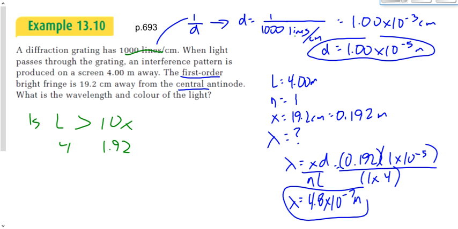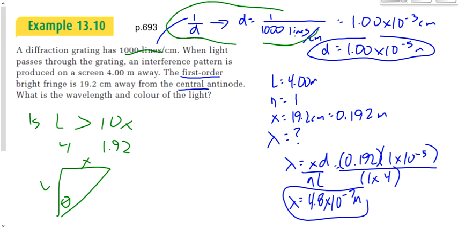Remember, if L wasn't greater than 10 times X, then find theta. Find theta using this. Here's X, here's L, here's theta. Tan theta is equal to X over L. And then use the other equation. That's it. These questions aren't any different than the 3 questions you were just working on, except that you got to convert 1 over d to d.